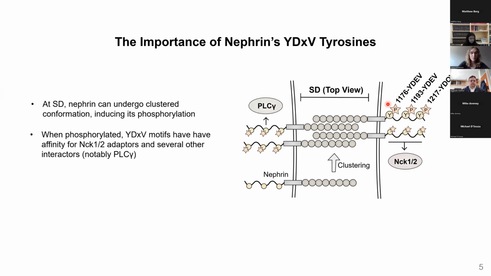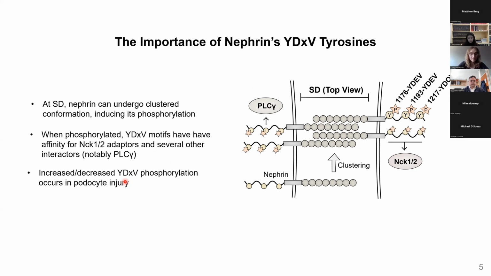Through these YDXV motifs, they can signal to some of those aforementioned potential molecules involved in mechanosignaling, such as PLC gamma and NCK adapters. In some of the previous studies on this, we find there's increased and decreased YDXV phosphorylation in several podocyte injuries. Some diseases might have an increase, some might have a decrease, and elucidating the actual signaling mechanisms can be a little bit tricky.